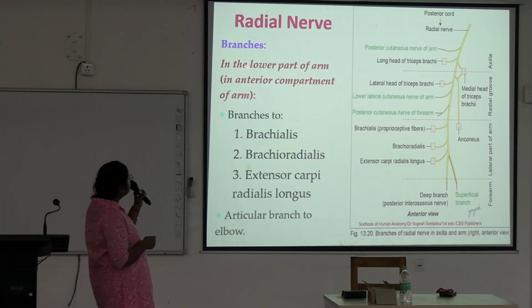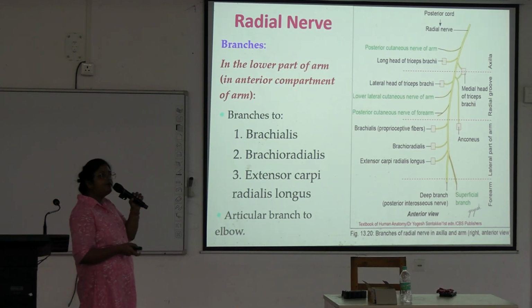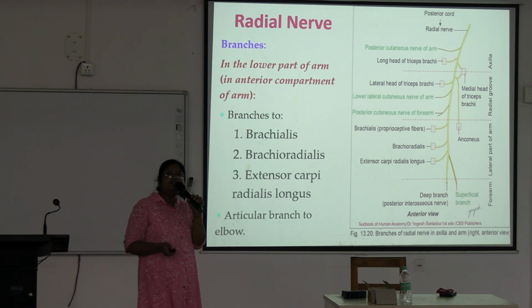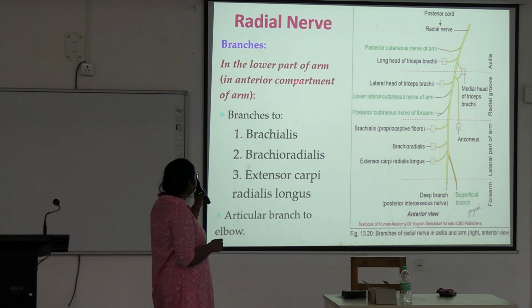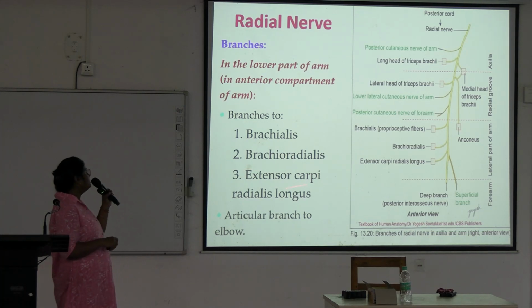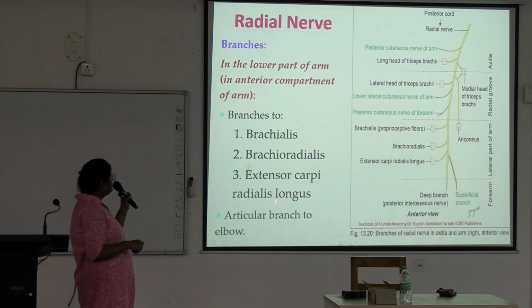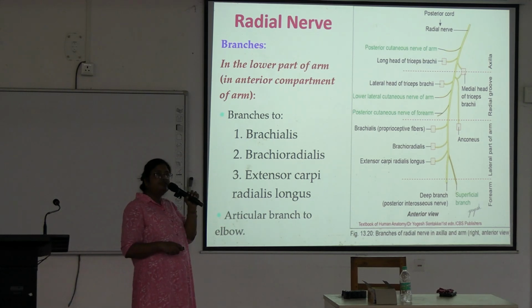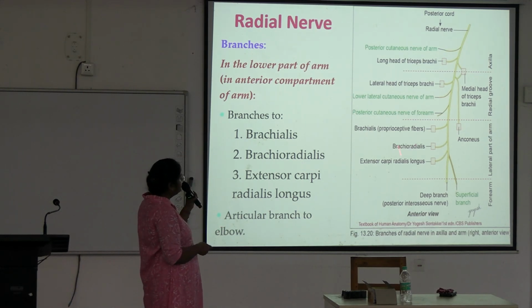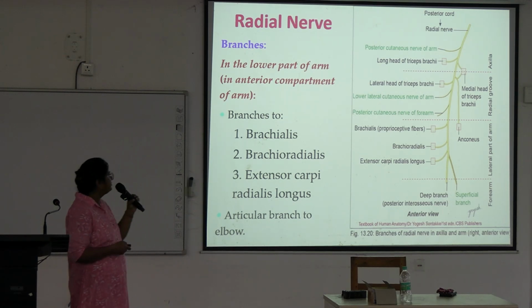Okay. Next, in the lower part of the arm, it enters the anterior compartment of the arm after piercing the lateral intermuscular septum. Here it supplies these muscles: brachialis, brachioradialis and extensor carpi radialis longus, and it also gives an articular branch to the elbow joint. These are the three muscles it supplies in the lateral part of the arm.